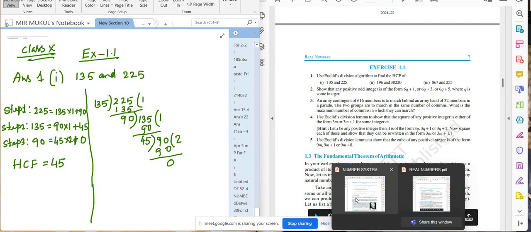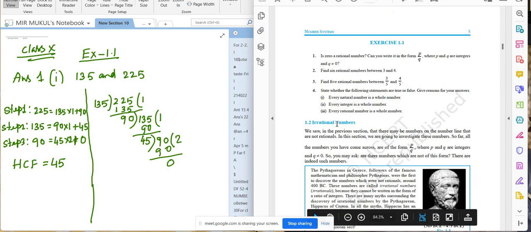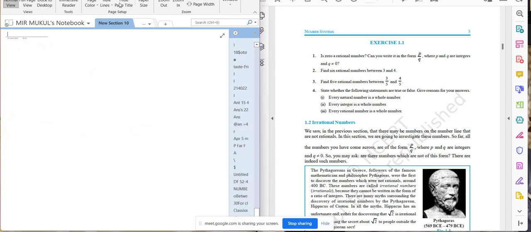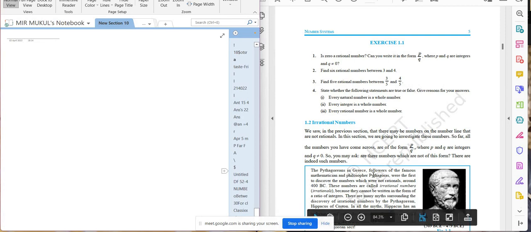And Akshara, am I audible? Yes, sir. So you have written the first answer. Yes, sir. Now write the second answer. Okay, and class 10, do question number 1, second and third part.